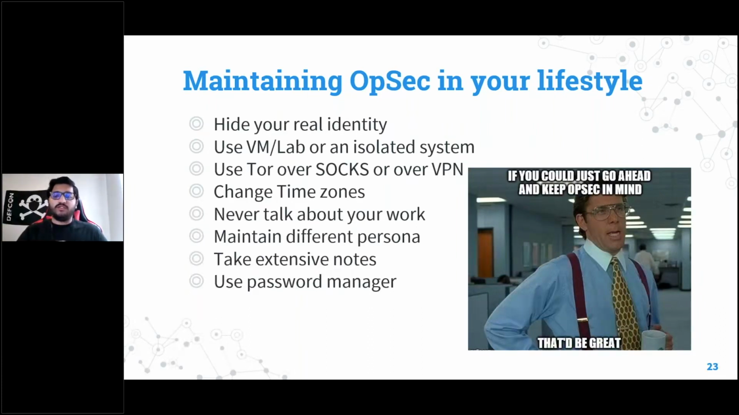These are things that you keep in mind to hide your real identity in any way possible. The main thing is using some kind of system that doesn't have any personal information on it, so using a VM or using a lab. You use the lab just for that purpose. You use Tor over SOCKS, or rather, a SOCKS proxy doesn't support encryption, so most people use VPN over Tor. That's why your data is encrypted.